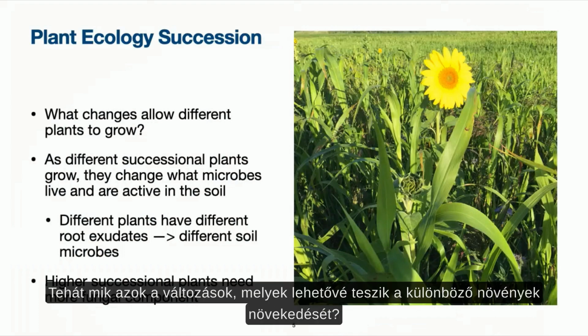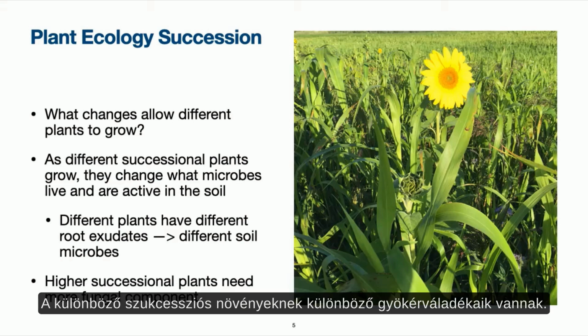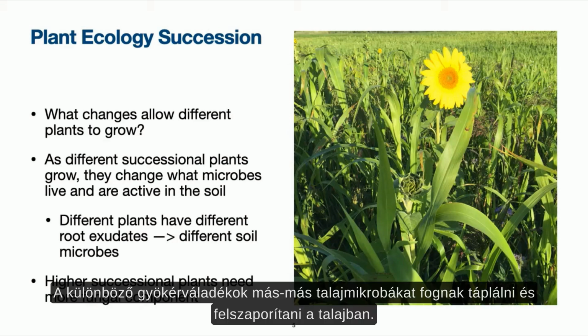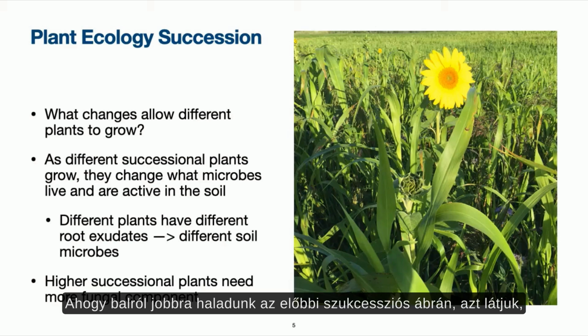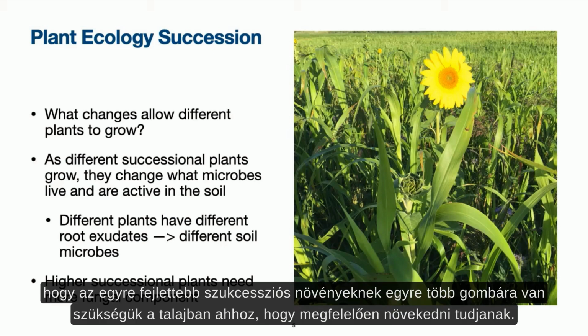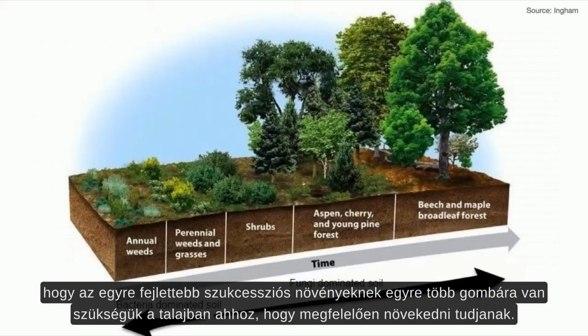So what changes to allow different plants to grow? As we have these different successional plants growing, they will have different root exudates. The different root exudates are going to help stimulate different types of soil microbes in our soils and allow them to thrive. As we move from left to right in that chart, what we'll see is as we have these higher successional plants, they'll need more and more fungal component in the soils to allow them to grow.